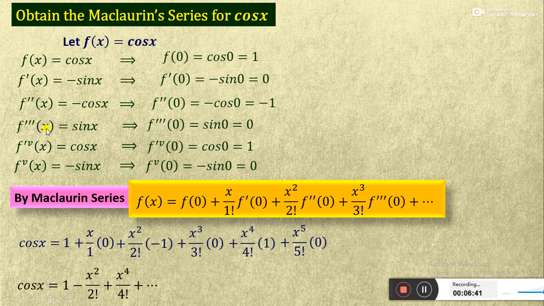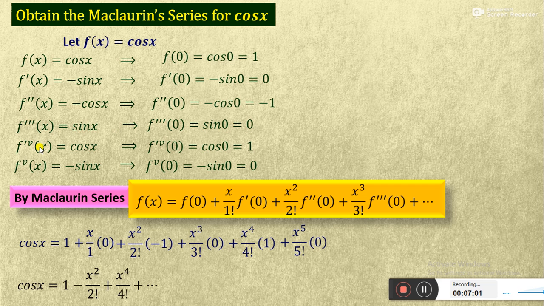F triple dash of x. F triple dash of x means I differentiate the f double dash. So again I differentiate the f double dash. So minus of the differentiation of cos x. Differentiation of cos x is minus sin x. Already there is a minus. So minus into minus gives plus sin x. So f triple dash of 0 equal to sin 0 equal to 0.